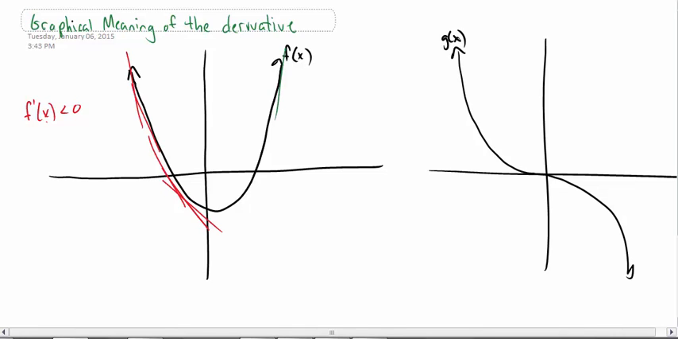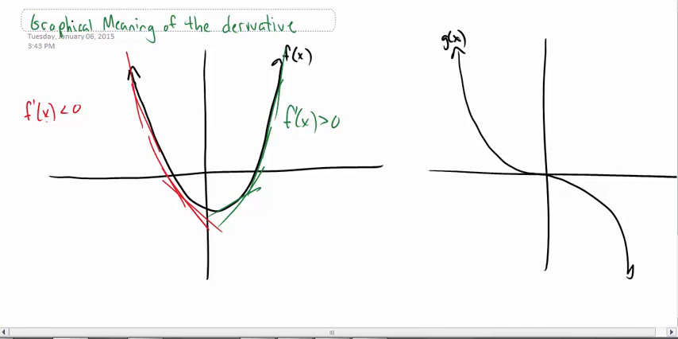On the other side, if I draw a bunch of tangents here, all of those tangents have a positive slope. And notice those green positive slope tangents are on the side of the curve where the curve is increasing.